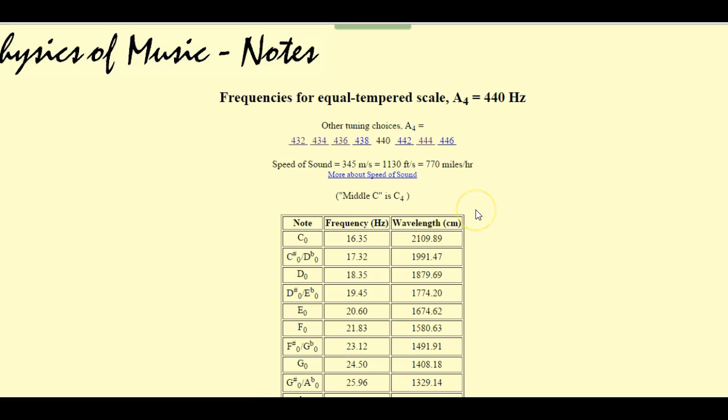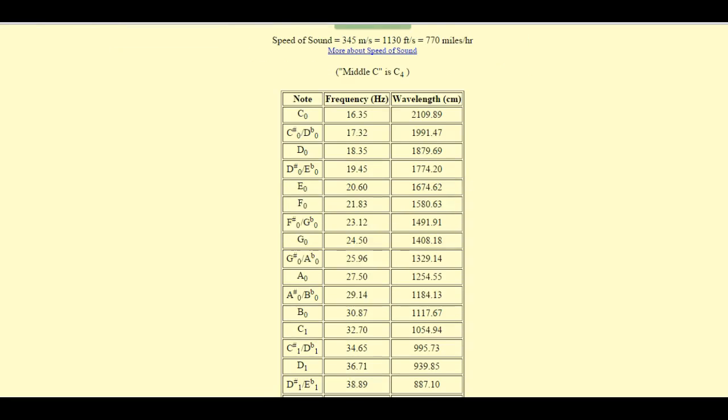And all equal temperament does, let me scroll down here, is that the distance between every note is exactly the same as far as the ratio is concerned. So C to C sharp and C sharp to D, D to D sharp to E. The exact frequency ratio between every note is exactly the same. That's what equal temperament means.